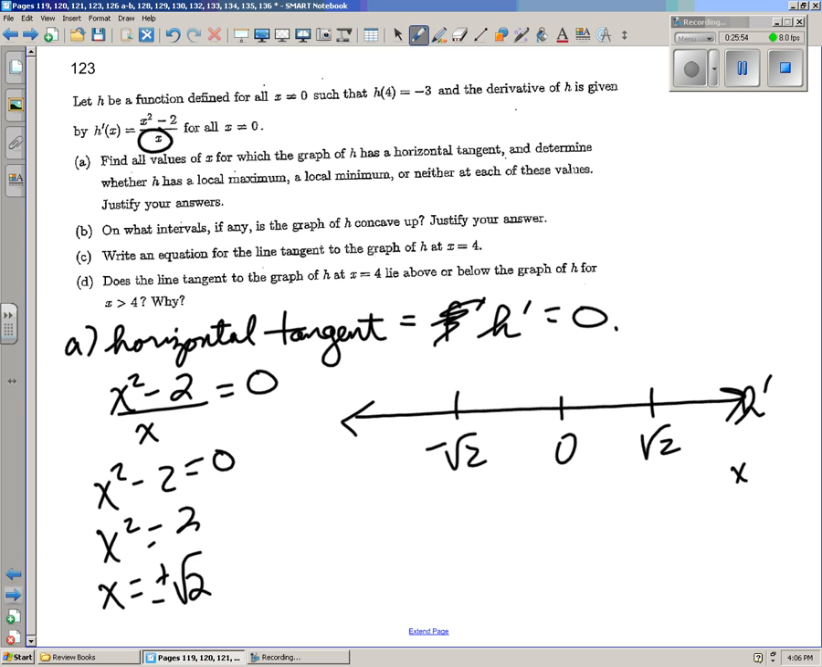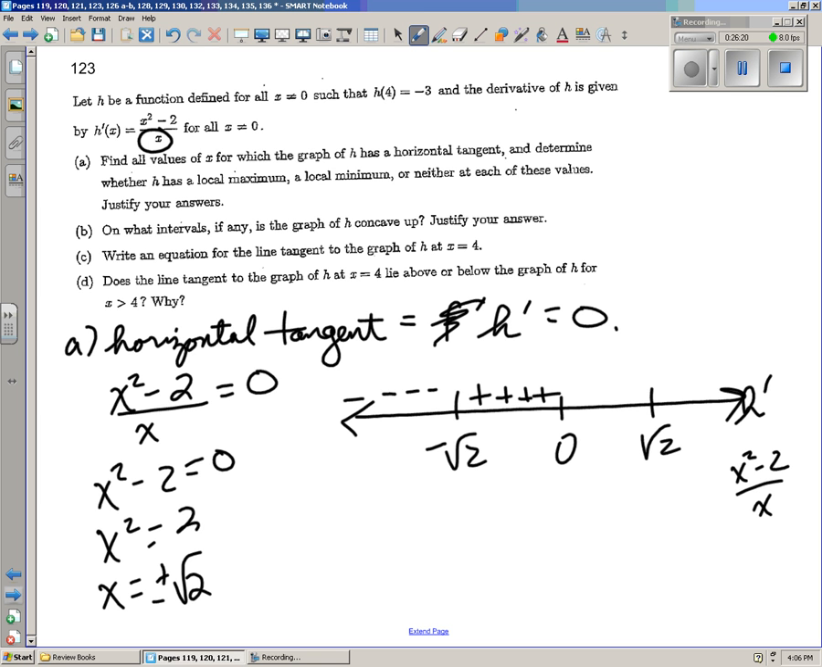So we have (x squared minus 2) over x. Picking a number to the left of negative radical 2, say, sorry, negative 2. Negative 2 squared is 4, 4 minus 2 is 2, divided by negative 2 is a negative. So on this interval, the derivative is negative. Picking a number on this new interval, I'll pick negative 1. Negative 1 squared is 1, minus 2 is negative 1, divided by negative 1 is positive.